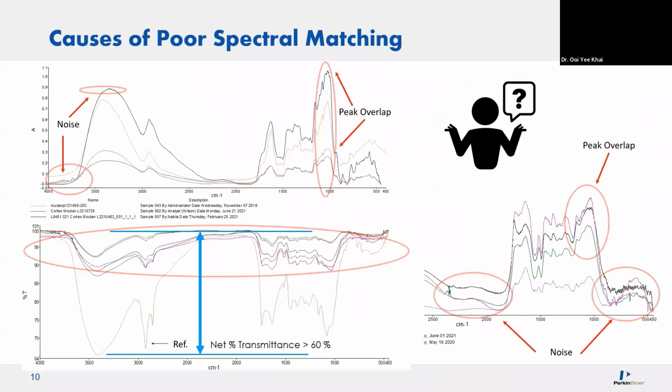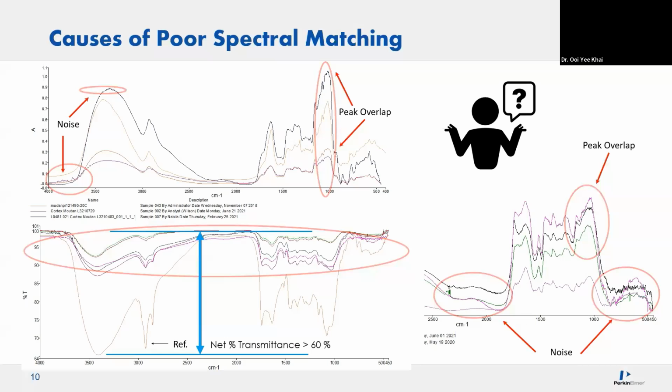During the process of developing this digital library, we have figured out the causes of poor spectral matching. ATR is not a sensitive enough technique to detect minute changes of the sample. Most of the sample run by ATR would not get more than 60% transmission, as penetration into the sample typically would not be more than 2 micron.